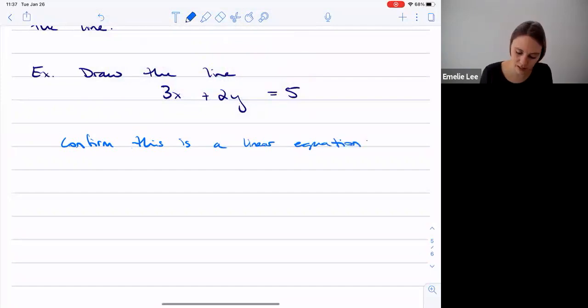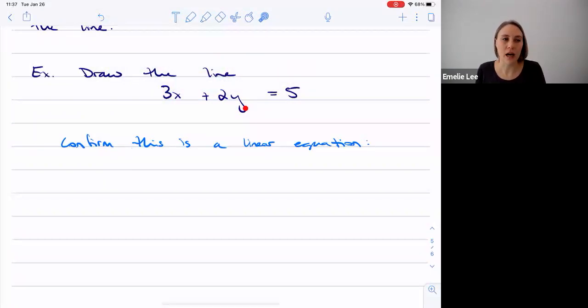Confirm this is a linear equation, right? So rearrange it. When I look at this, I have an x and I have a y. There's nothing else in here, no other variables. So right away, I'm thinking this is a straight line. My highest power of x is 1 and my highest power of y is 1. So I should be able to rearrange this.